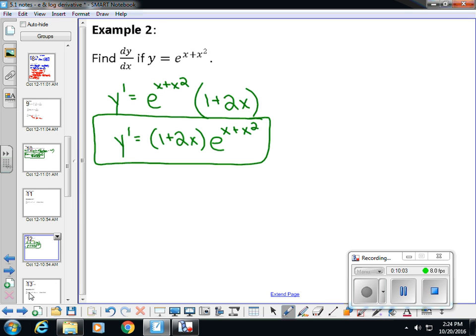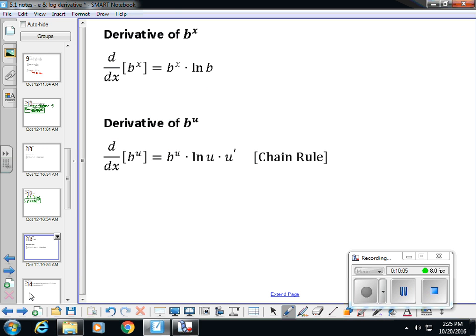Next, if we look at the derivatives of b to the x, so a number to the x, that is going to be equal to b to the x, so the original, times the ln of my base. All right? So if I have b to the u, I basically have to do b to the u times the ln of b times the derivative of u. So that one's going to change slightly. Okay.